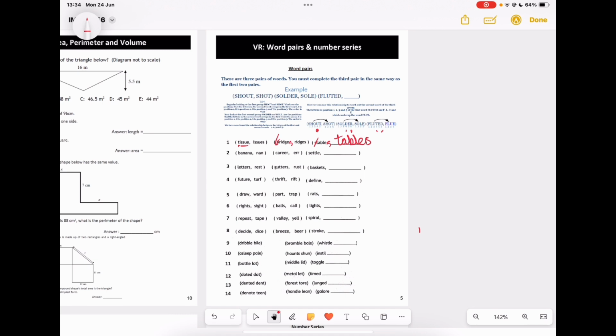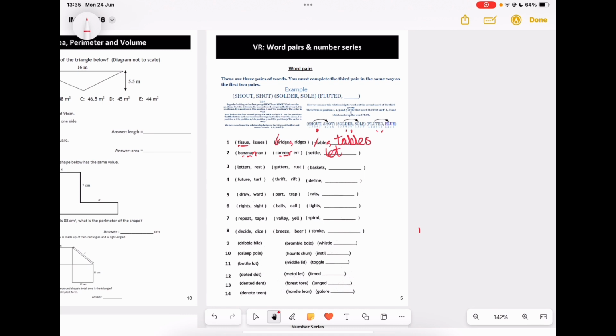And then banana and nan, career and settle and something. So with banana and nan, it could be taking the 3rd, 4th, and 5th letters. With career and okay, so this is where we then see what it's doing. So it's taking the 4th and 5th letters and then adding the 3rd. With banana, it's taking the last 2 letters and then adding the 3rd. So nan. So with settle, we're going to be taking the last 2 letters, L and E, and then adding the 3rd, T. So it'll be let.